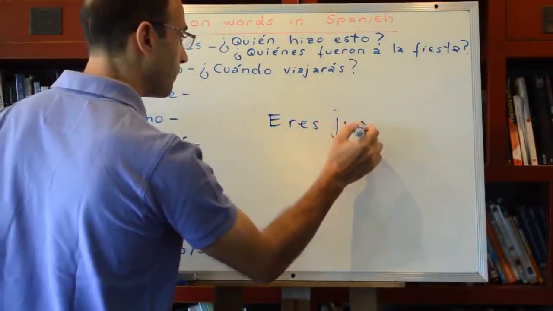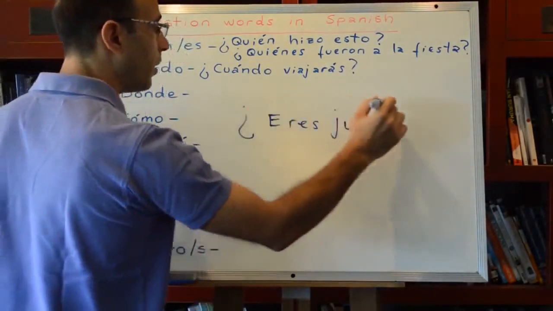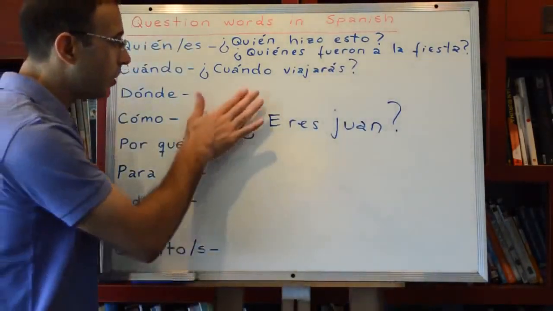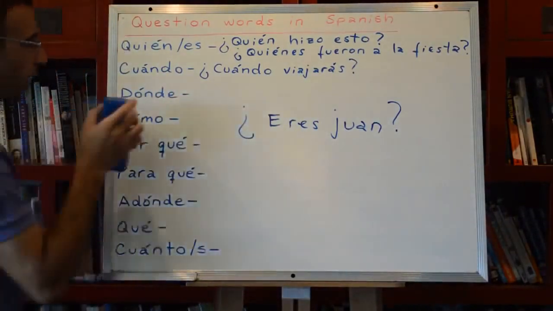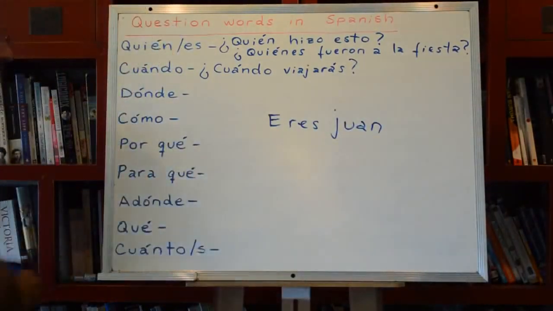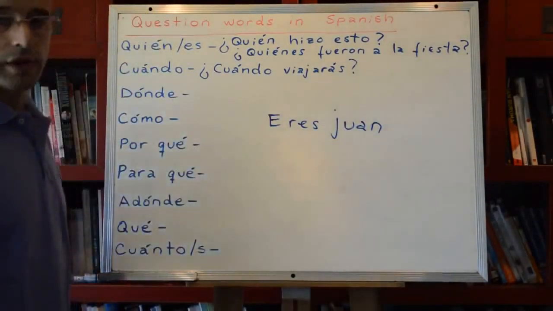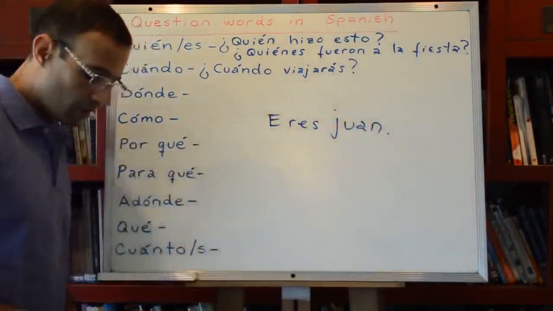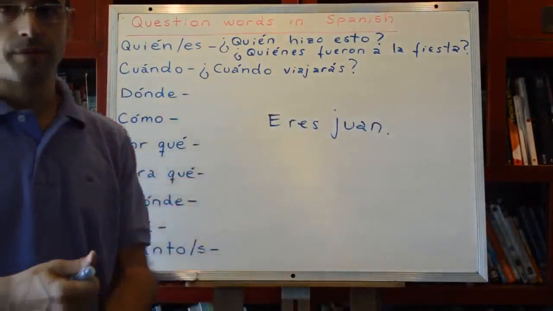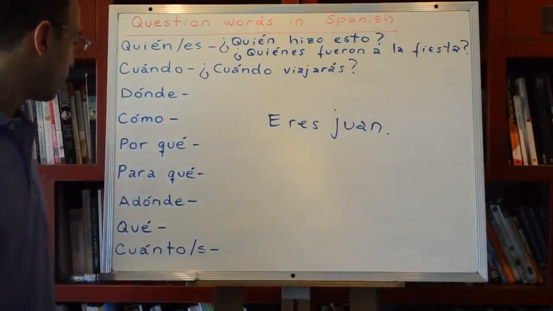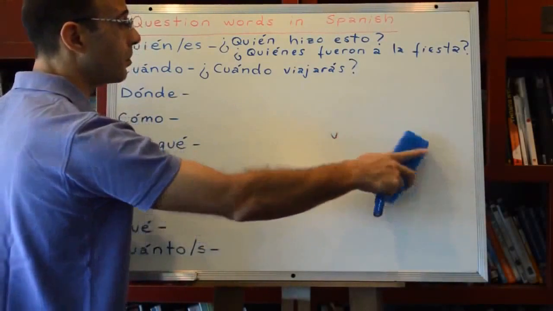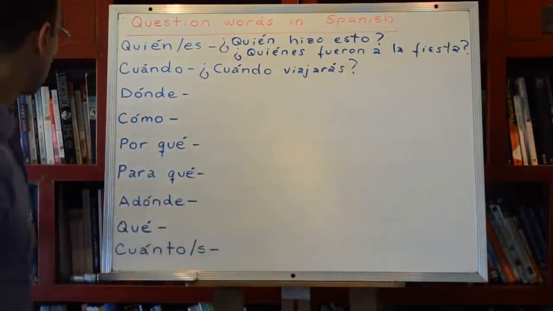But we have sentences that do not necessarily begin with these words and still are questions, like for example, ¿Eres Juan? Are you Juan? Are you John? Right? Now, if I remove the question marks, this is not a question anymore. Eres Juan. Here I'm stating, you are Juan, you are John, okay? So the structure is exactly the same in Spanish for statements and for question sentences, right? That's why it is important to open the question mark whenever a question begins.